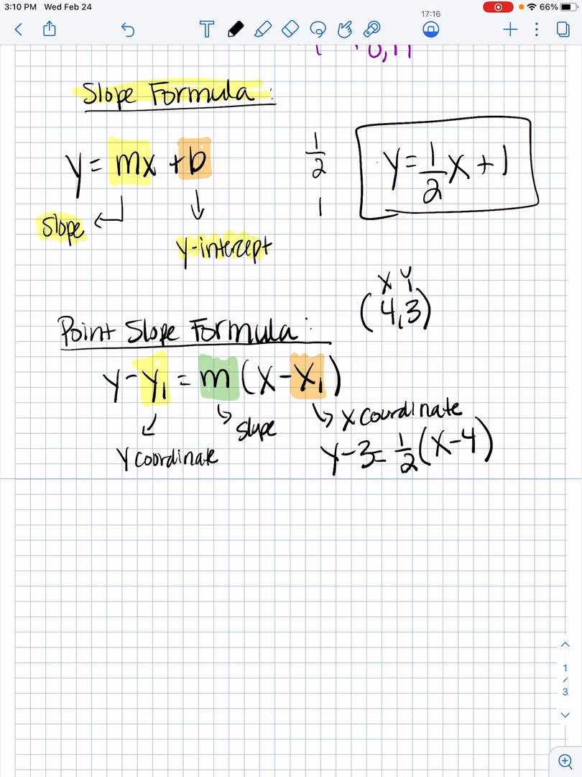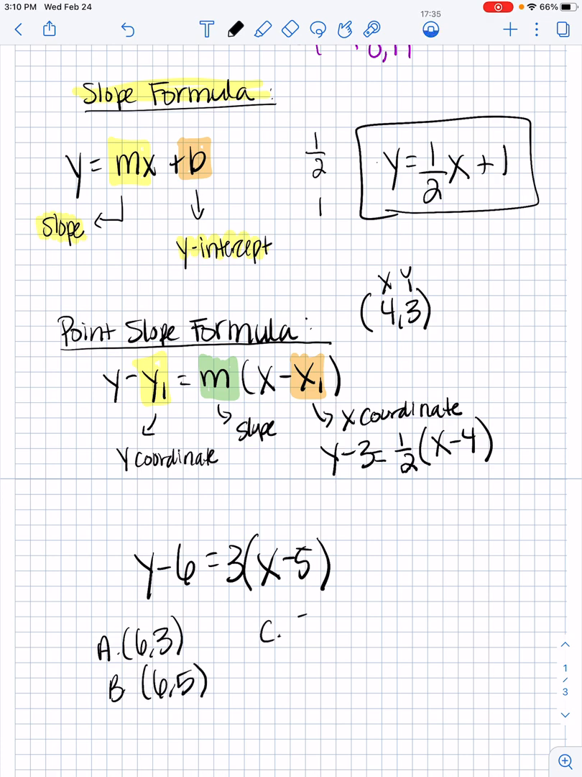examples. So they would give you the example of y minus 6 equals 3, x minus 5, and you had to choose the point that lies on the line described by the equation. So these were the options: A is 6, 3, B is 6, 5, C is 5, 6, D was 3, 5.